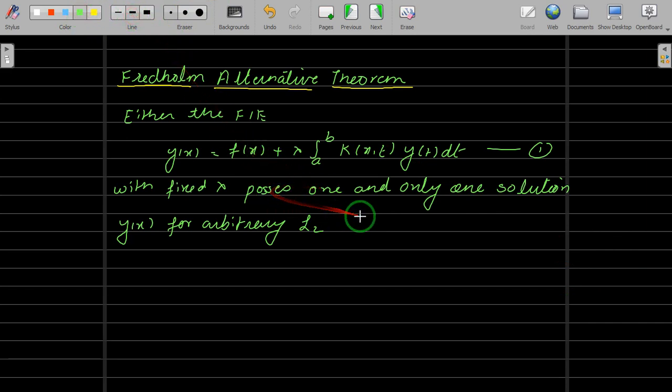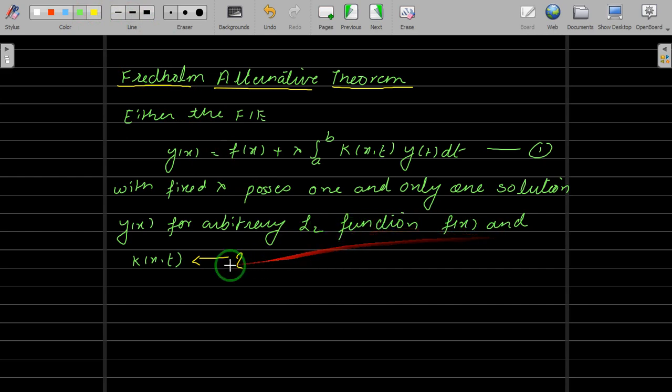So for an arbitrary L2 function f of x, you check this. What is the meaning of k of x, t is an L2 function? This you check, right? So you check what is the meaning of f of x being an L2 function and k of x, t. Now here you have a function of two variables. So k of x, t is an L2 function, that you have to check. Clear?